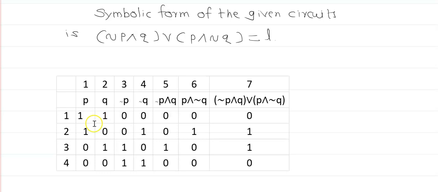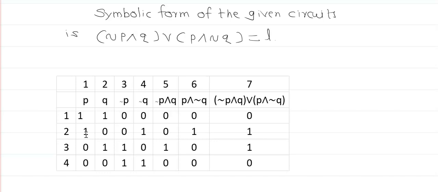Now first P is 1 1 0 0, Q is 1 0 1 0, and the negation of P is 0 0 1 1, negation of Q is 0 1 0 1. Now next is negation of P and Q, negation of P and Q, that is 0. Next is negation of P and Q.